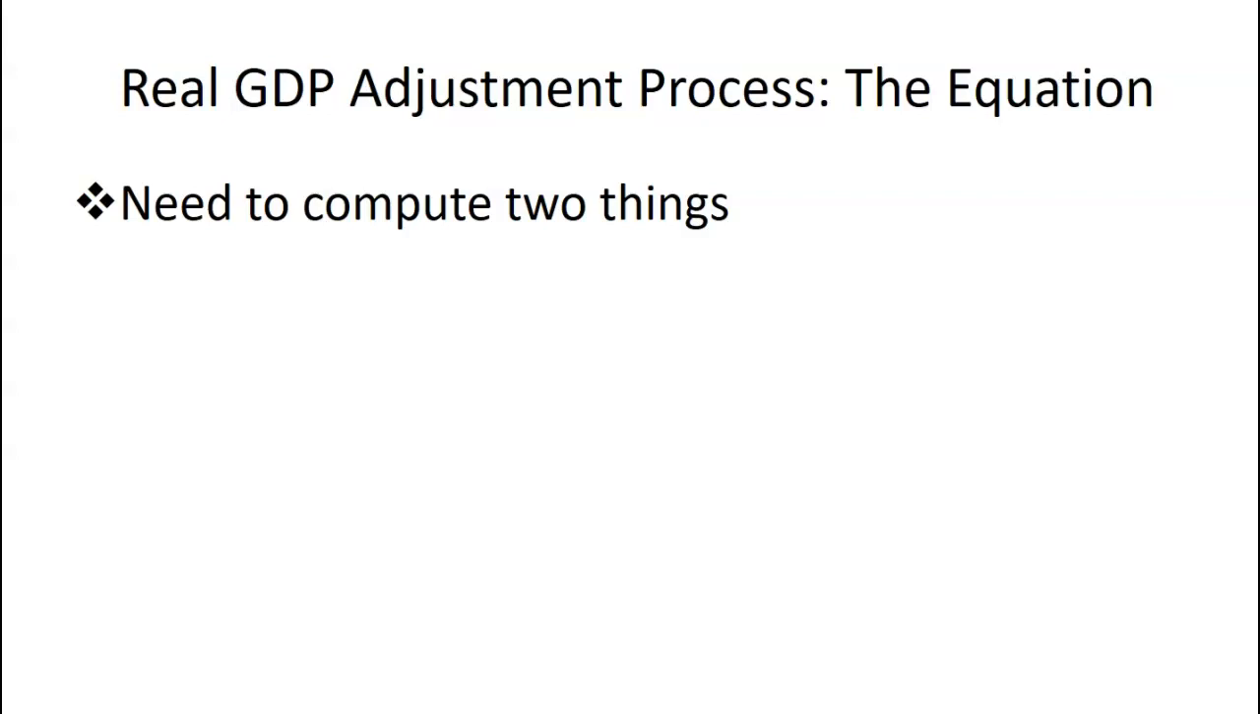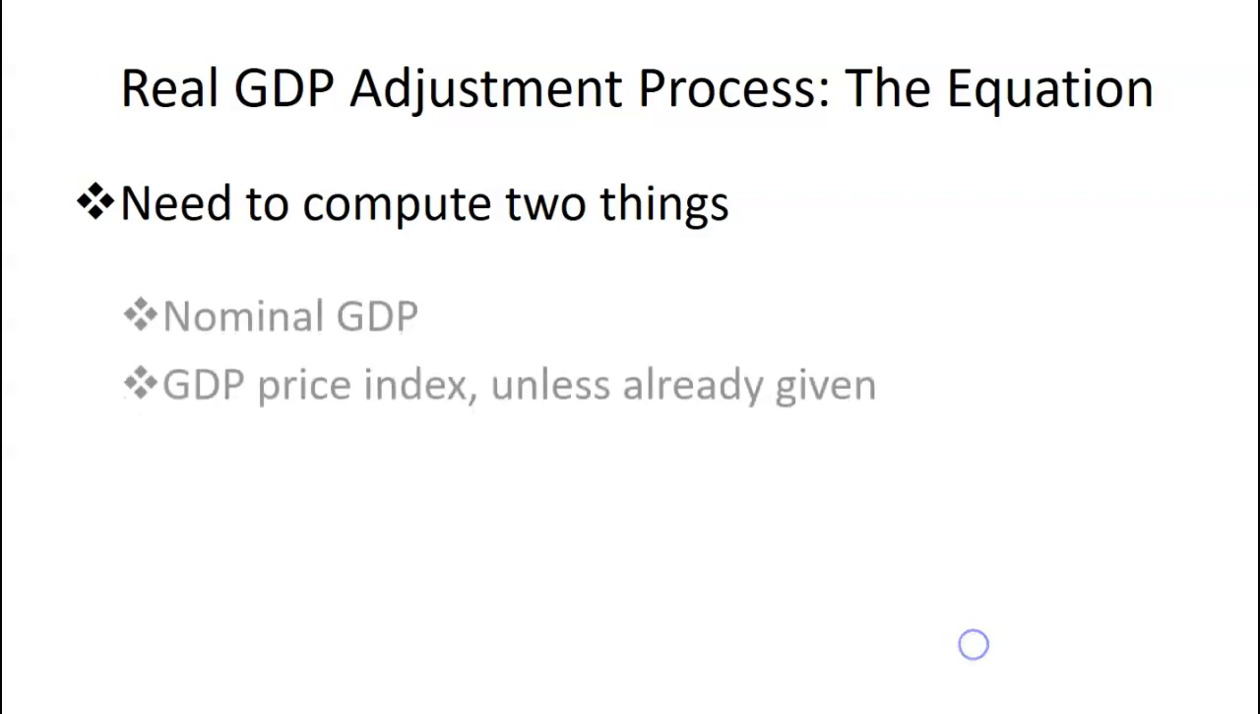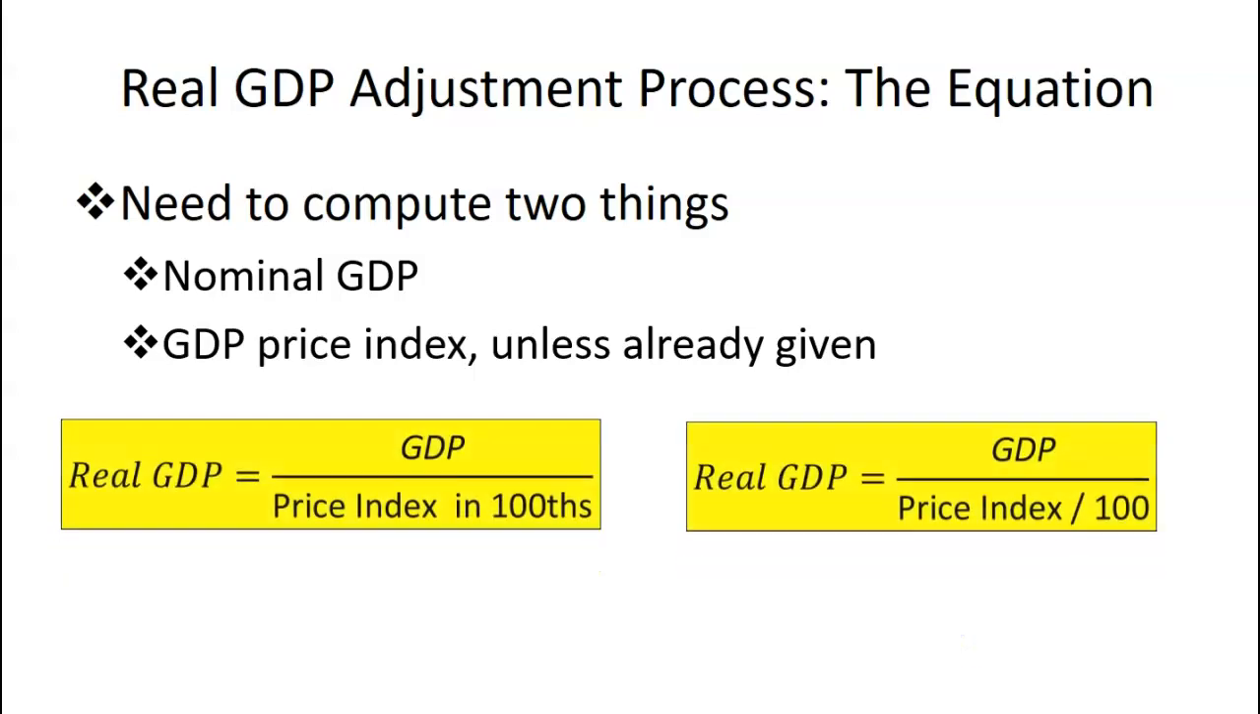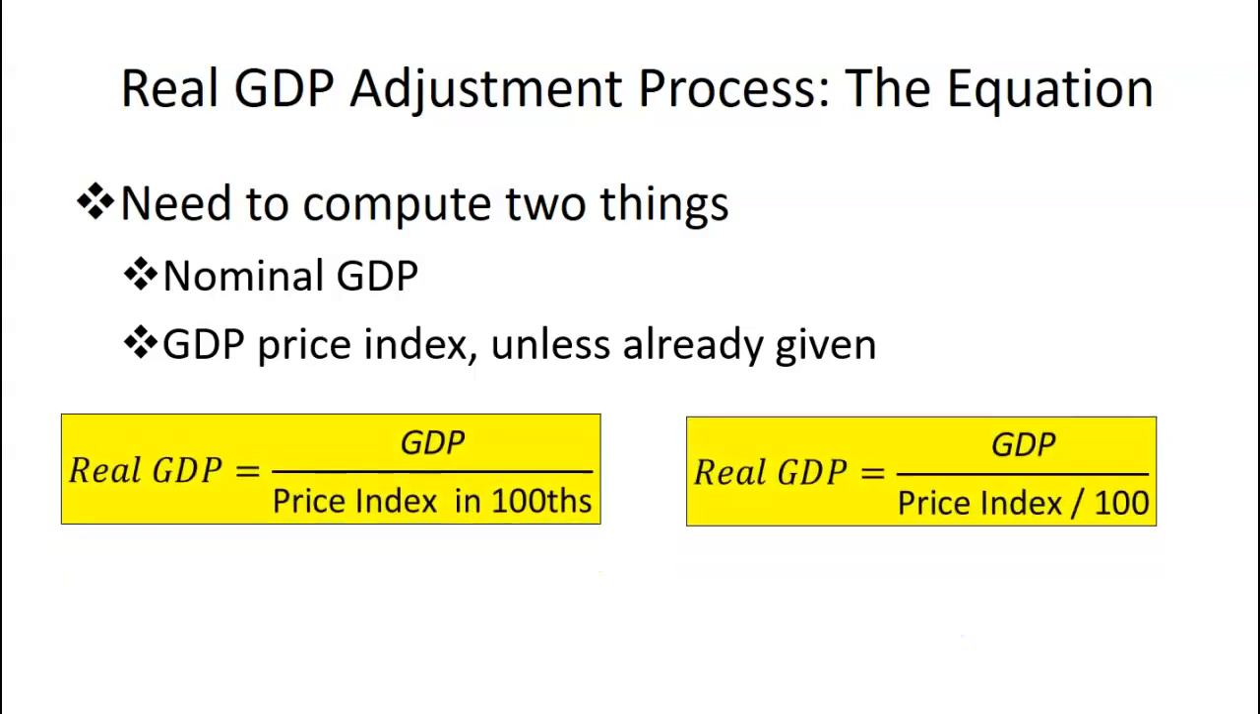So in order to get to the real GDP, we're going to need to do a couple different things. First, we need the nominal GDP, so you'd use the expenditure approach or the income approach or something else. And then we're going to have a GDP price index or consumer price index or whichever version it is. So here's the actual equation. The real GDP equals the GDP, that'd be nominal, divided by the price index in hundredths. Meaning the GDP divided by the price index divided by 100. So just move that decimal over 2 times to the left.